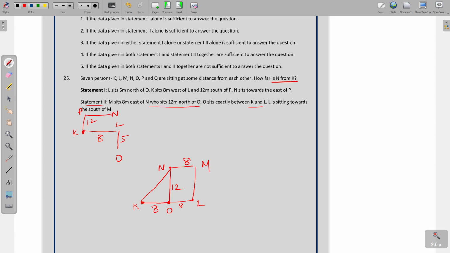So, from here to here we need to find the distance. ఓన్లీ స్టేట్మెంట్ 2 నుండి మనకి ఆన్సర్ వచ్చింది అనమాట. స్టేట్మెంట్ 1 అవసరం లేదు. What is the answer here? Statement 2 alone is sufficient to get the answer. And let us move on to the next one.